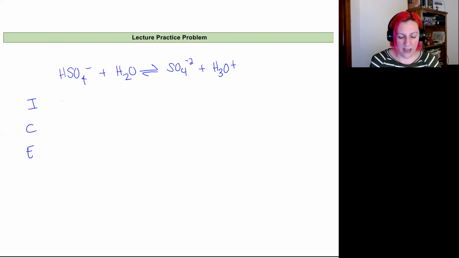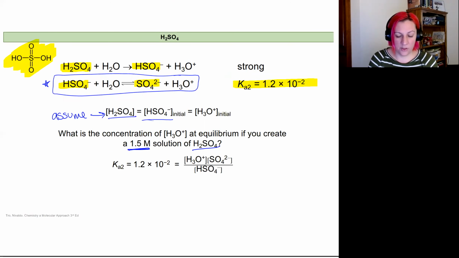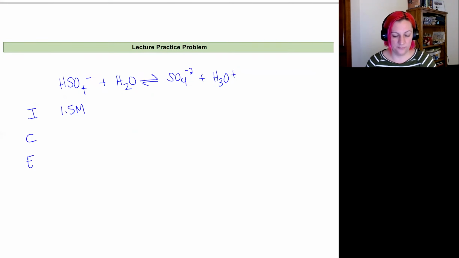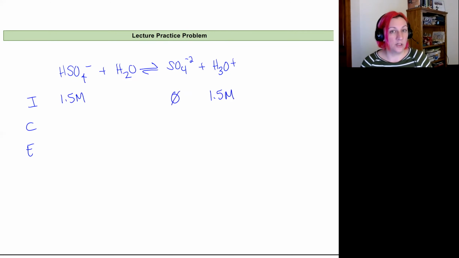We're going to assume we have a 1.5 molar concentration of our HSO4 minus. But now remember, as we looked at our first reaction, whenever we produced an equivalent of HSO4 minus, we also produced an equivalent of H3O plus. And so that initial concentration of our H2SO4 is going to be both our initial HSO4 minus and our hydronium ion concentration. And we don't have any SO4 negative 2 yet.